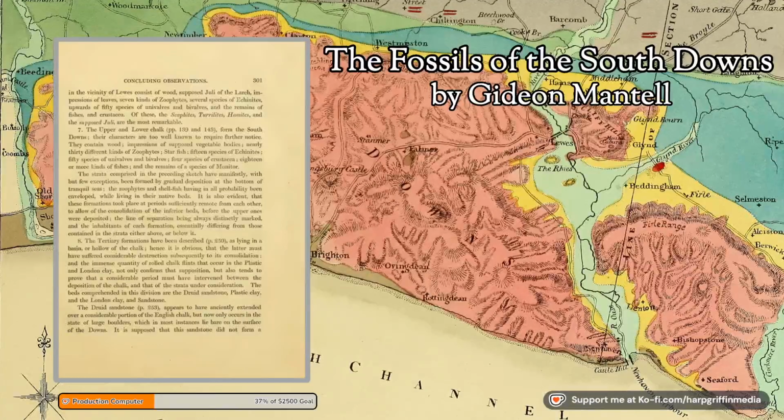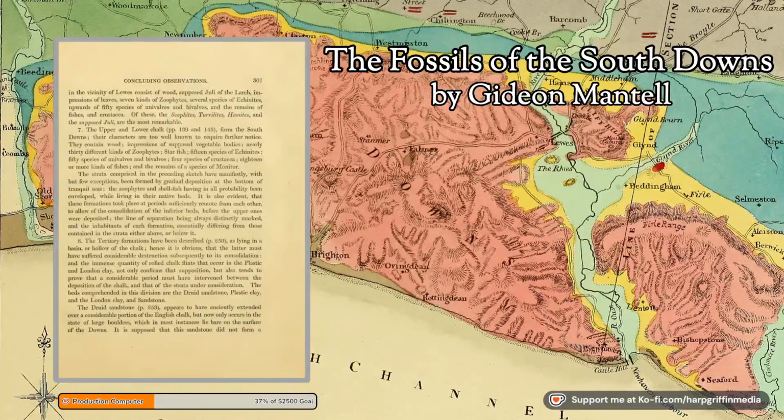a species of monitor. The strata comprised in the preceding sketch have manifestly, with but few exceptions, been formed by gradual deposition at the bottom of tranquil seas, the zoophytes and shellfish having in all probability been enveloped while living in their native beds. It is also evident that these formations took place at periods sufficiently remote from each other to allow of the consolidation of the inferior beds before the upper ones were deposited, the line of separation being always distinctly marked, and the inhabitants of each formation essentially differing from those contained in the strata either above or below it.